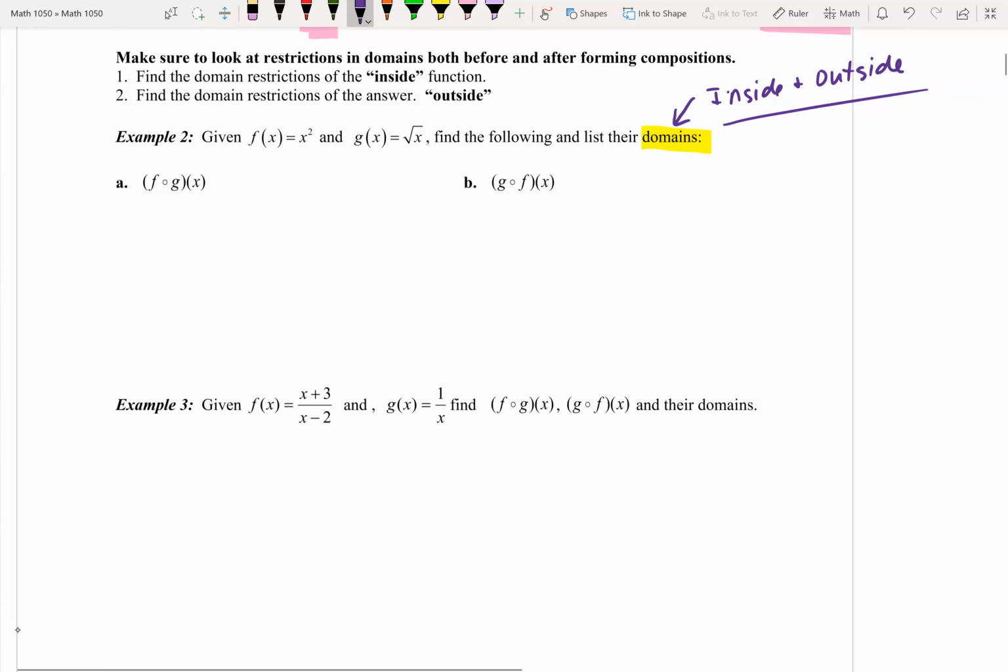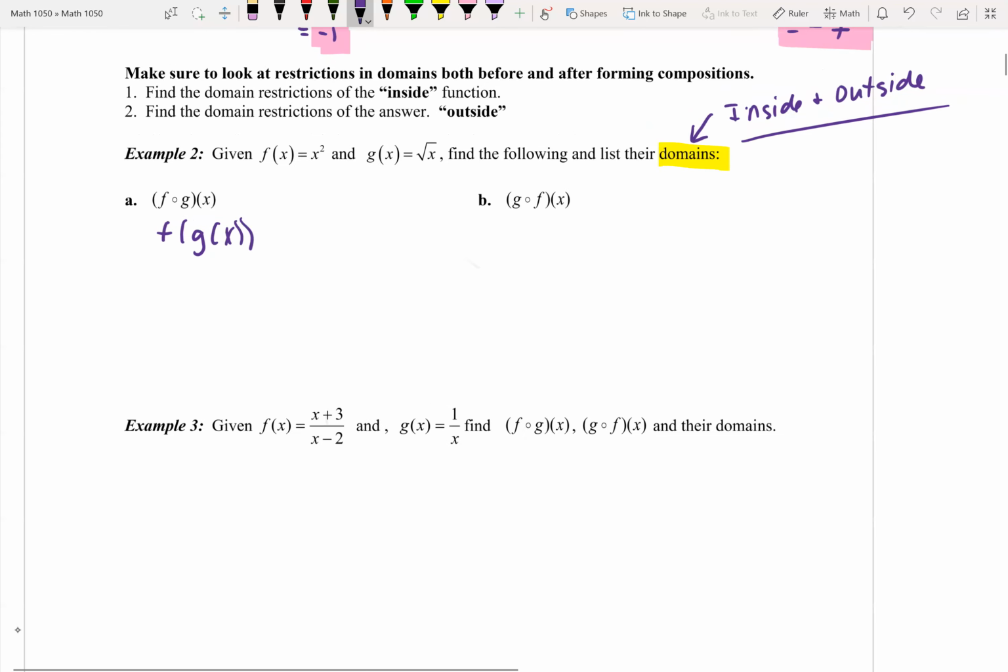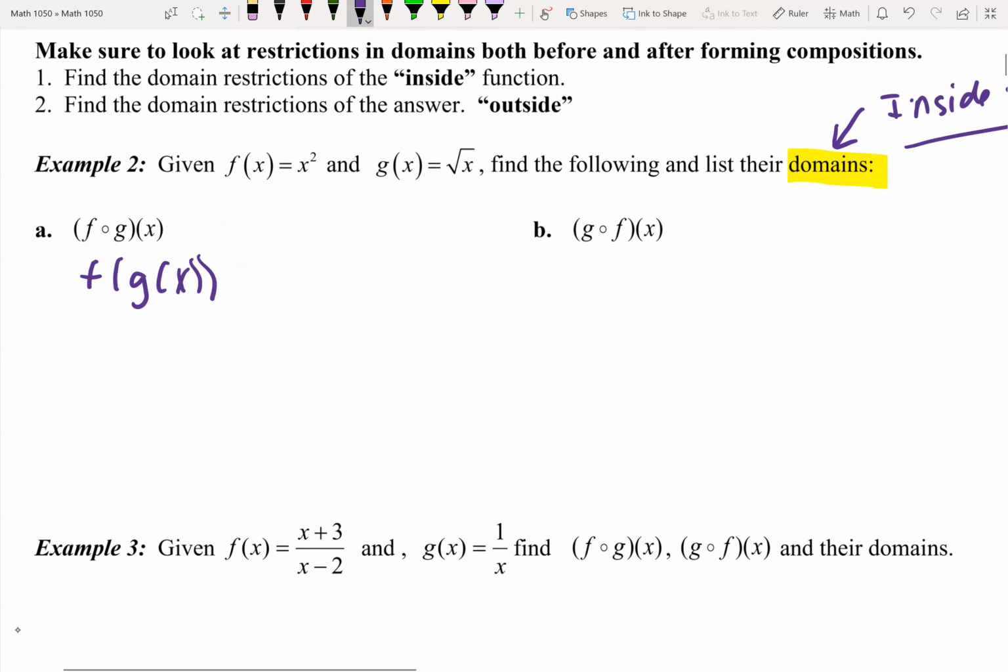Okay, so let's do question A. So this is f of g of x. So see this g of x? I'm going to replace it with what g of x is.